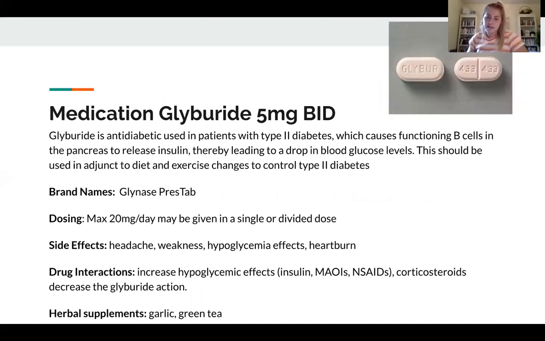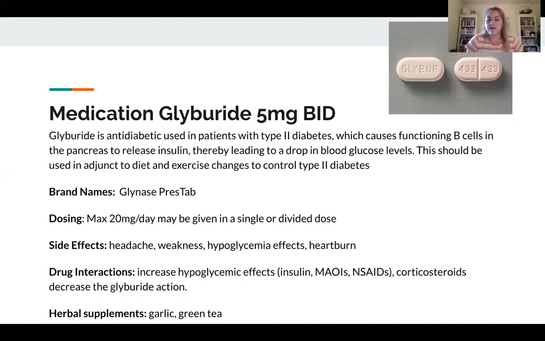And the next medication that he's on is glyburide, another anti-diabetic medication, and he's taking 5 milligrams twice a day. It's commonly used with metformin in patients with type 2 diabetes. It causes functioning B cells in the pancreas to release insulin, thereby leading to a drop in blood glucose. This should be used as an adjunct with diet and exercise changes to control type 2 diabetes. The max is 20 milligrams a day, and it can be given in single or divided doses.